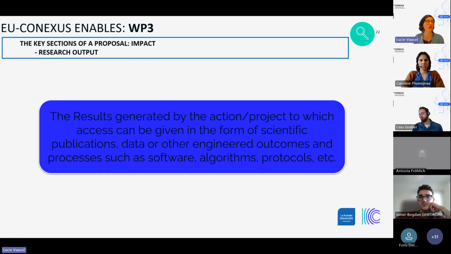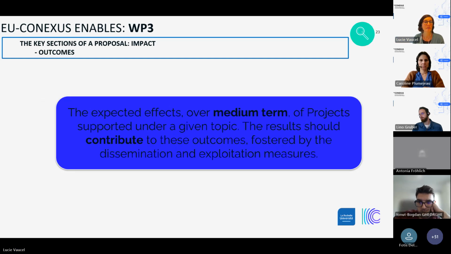So that's for research output. But now, what is outcome? It has to be distinguished from output. Outcomes are not as concrete as output, and they are particularly over the medium term, whereas results and outputs are more immediate. Sometimes during the project duration or just right after, they will be available.